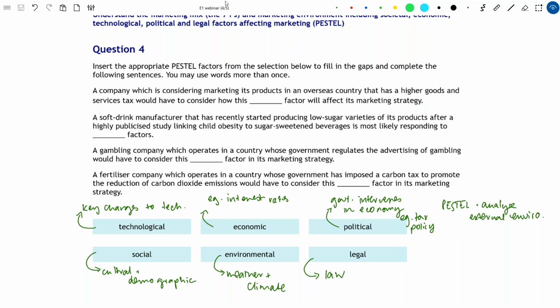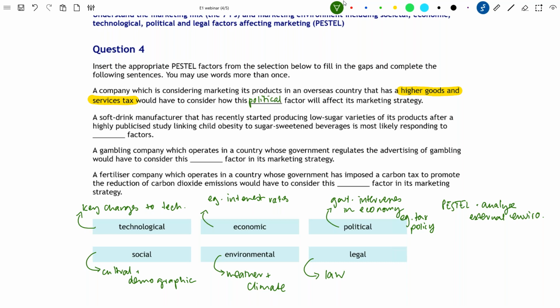Okay, so the key here is that we're talking about a type of tax, this higher goods and services tax. And of course, this goods and services tax in a country is going to be set by the government as part of the tax policy. And that means that this higher goods and services tax is a political factor that is going to affect this company marketing its products. So this political factor.